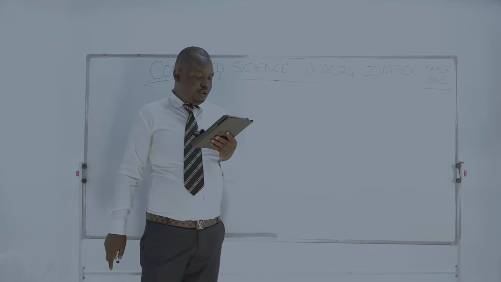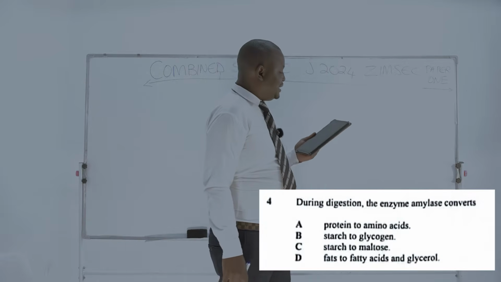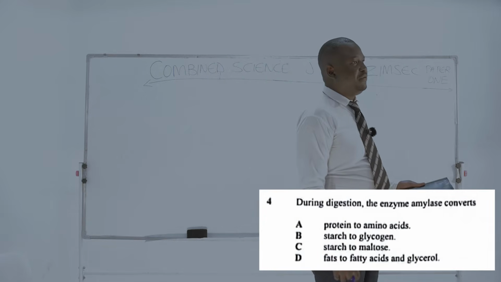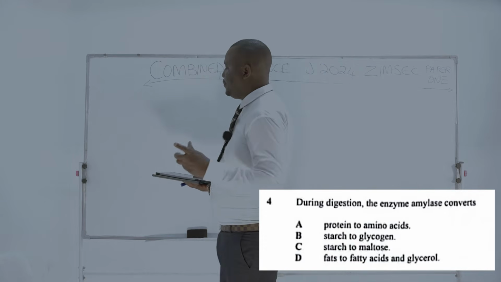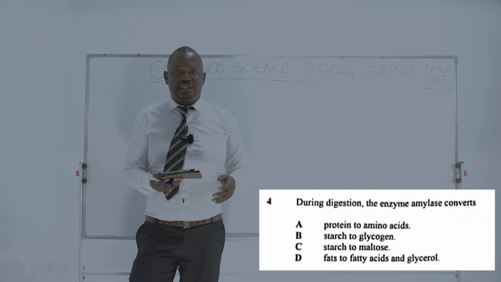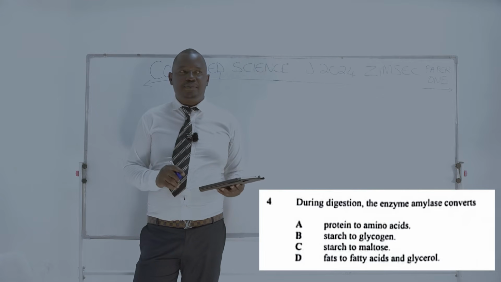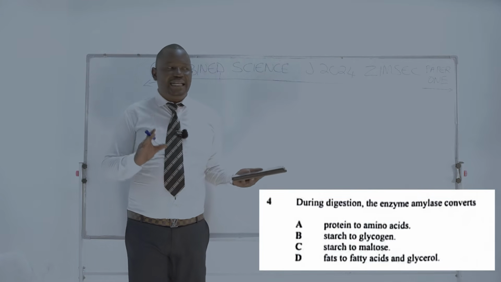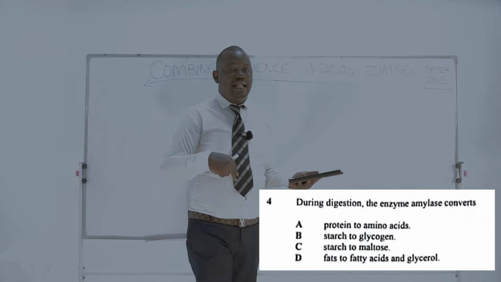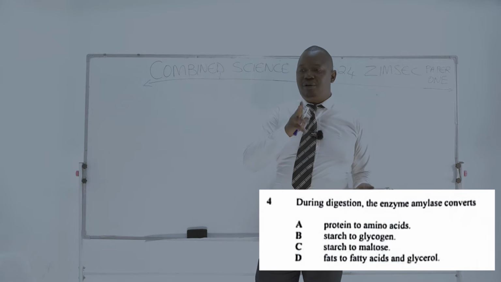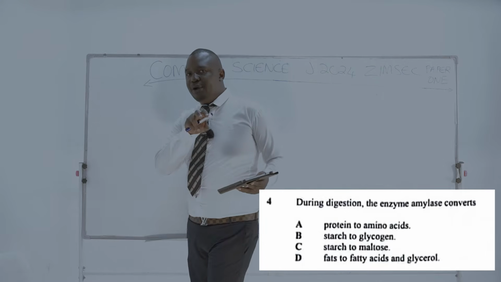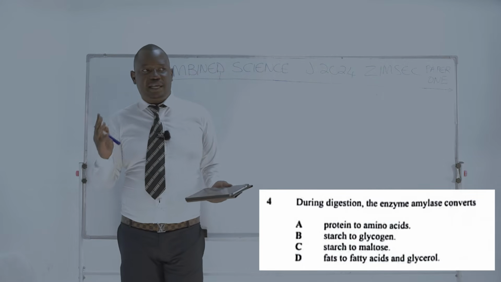Let's move on to question 4. During digestion, the enzyme amylase converts... Right, digestion is the breaking down of large complex food molecules into small, simple and soluble ones that can be absorbed in the bloodstream. Digestion takes place in the alimentary canal, and in the alimentary canal there are enzymes, three-dimensional globular proteins called biological catalysts that speed up the rate of a chemical reaction.